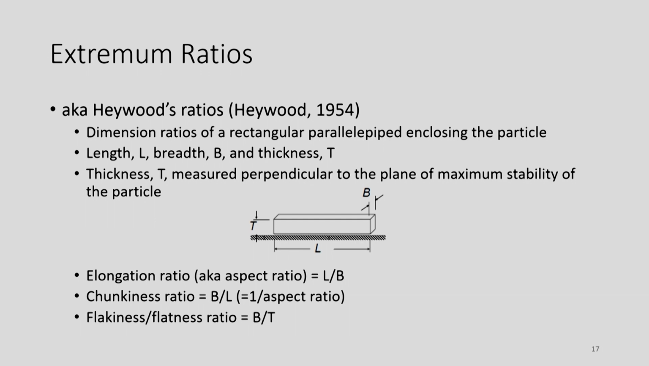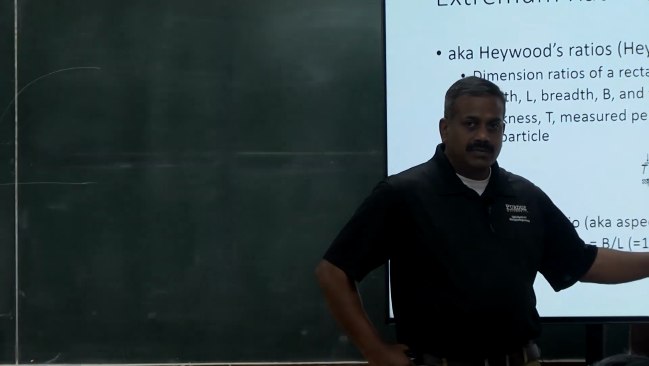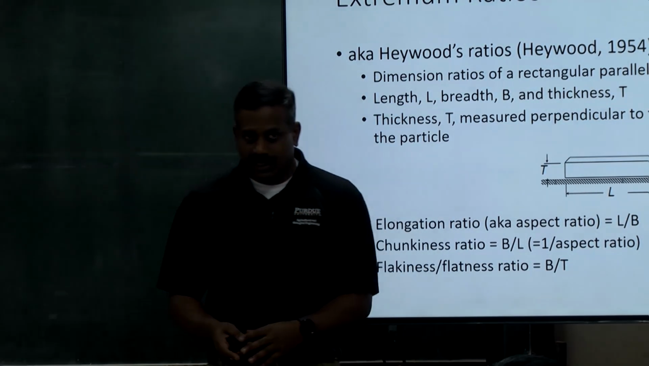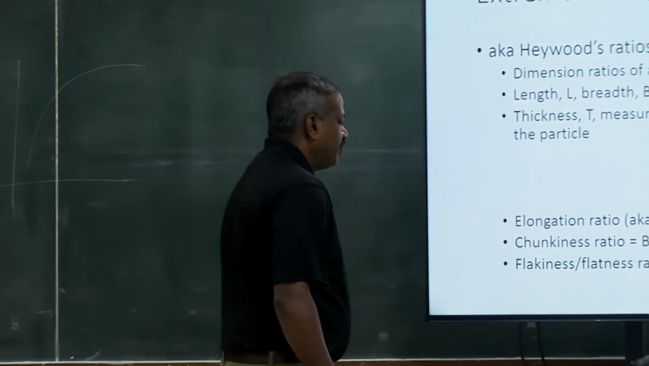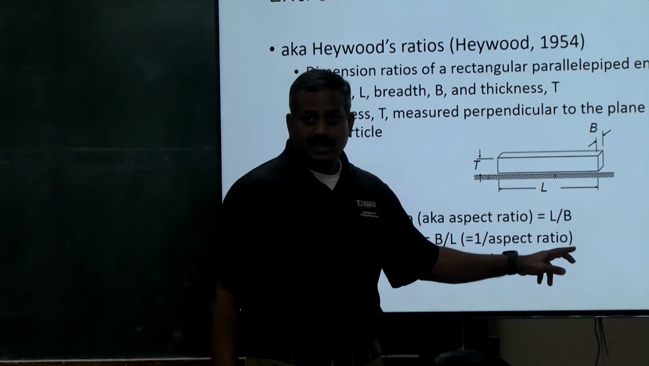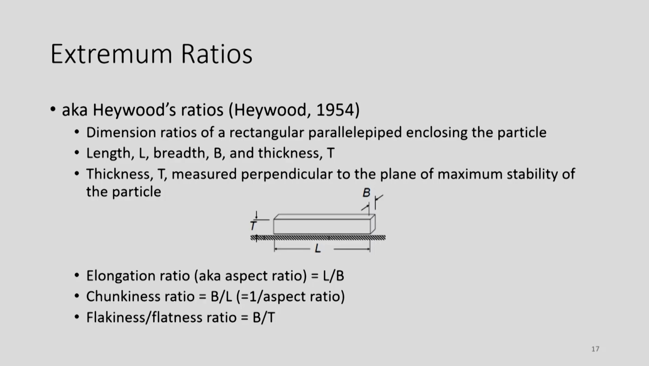One important thing to remember is that for elongation, some of the formulas use B over L. So when you are using any software, make sure to know what formula they are using. Depending on the formula, the values will change. If they use L over B, then the maximum value will be 1. But if they are using B over L, then the minimum value will be 1. So make sure what type of aspect ratio you are characterizing when you use any formula.